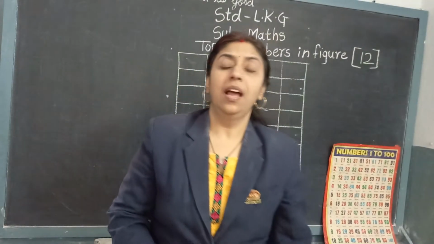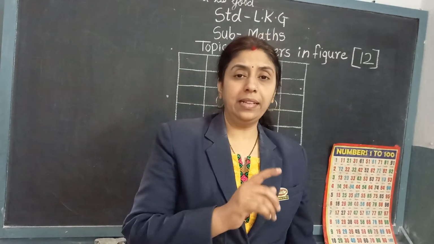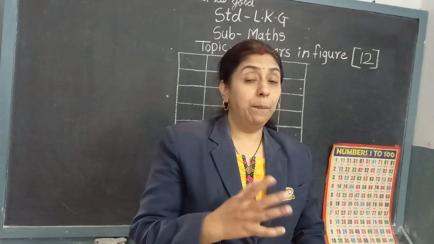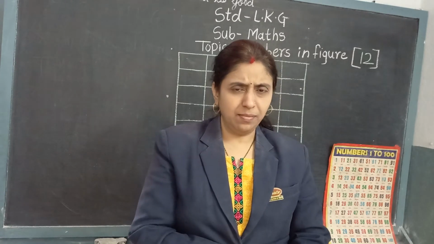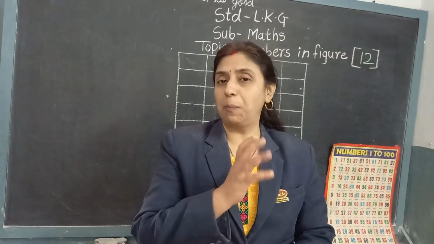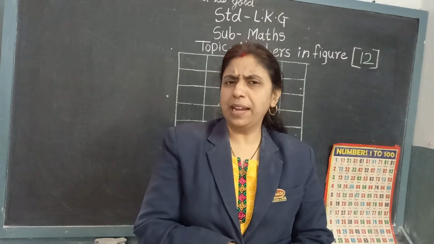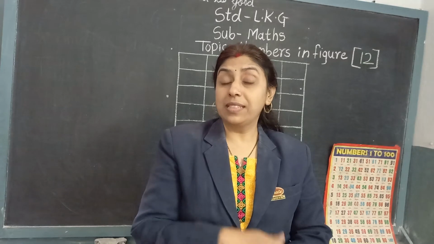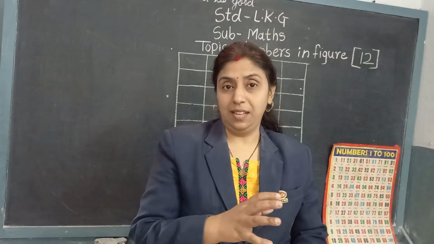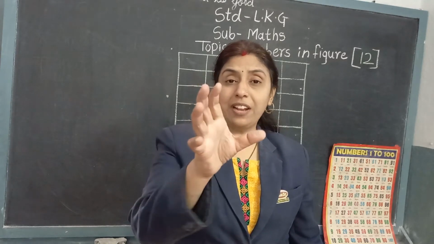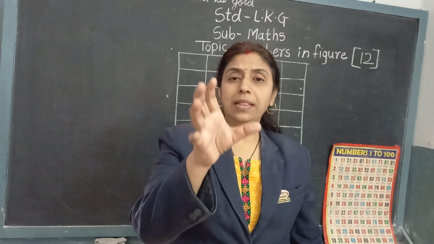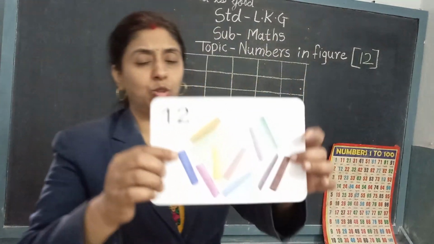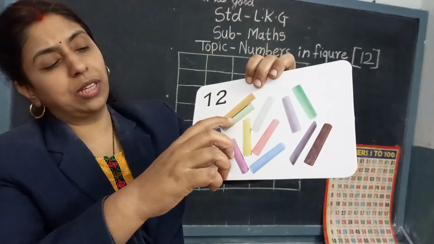And students, you must have heard of one dozen. When your mama brings bananas, how do they get bananas in the market, by the kilo? You may not know. Ask your mama, "Mama, do you bring bananas by the kilo?" No, bananas are sold in dozens. When there are 12 numbers in a group, that's called one dozen. One dozen. So students, look at this picture and count these chalks.